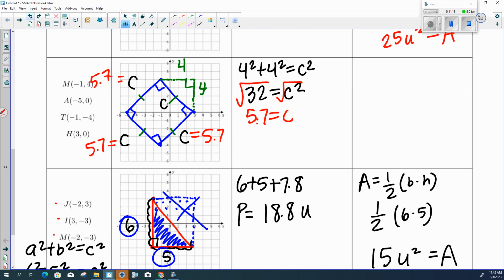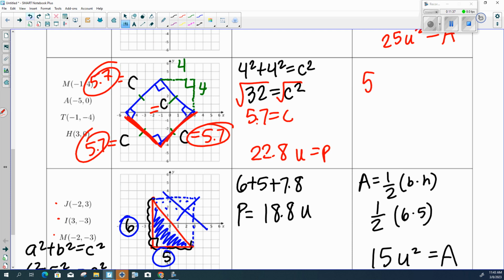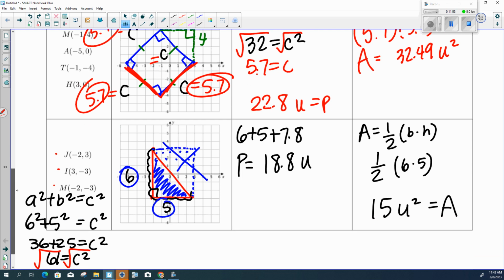All right, so in order to find the perimeter, I do 5.7 plus 5.7 plus 5.7 plus 5.7, all the way around. And it is just a square, so my base and my height, I can tip it sideways and do 5.7 times 5.7. That's my area. Still a square, it's just tipped, so we had to do a little bit of work to find the length of the side.